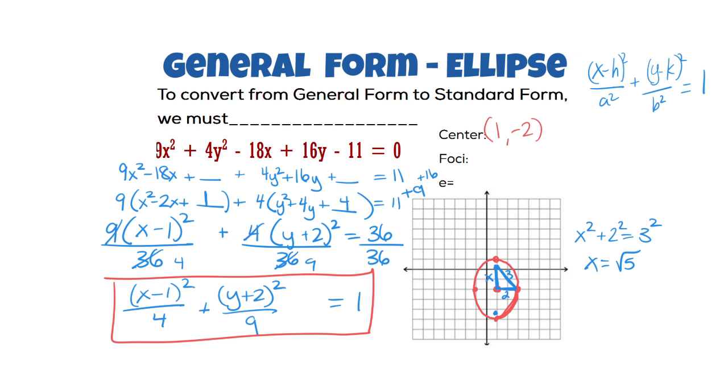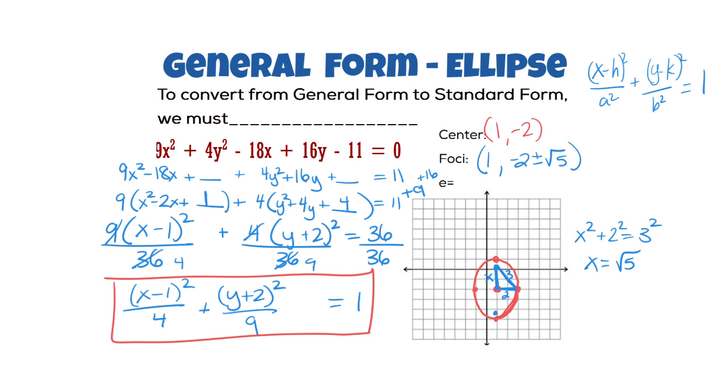What that means is from the center, I'm going to go up square root of 5, but I'm also going to go down square root of 5. Notice that is affecting my y values. So when I write my foci, I'm going to affect the y value of the center. I'm going to be looking at this -2. So the 1 is still going to be there. But now my y value is going to be -2 plus or minus that root 5 value.